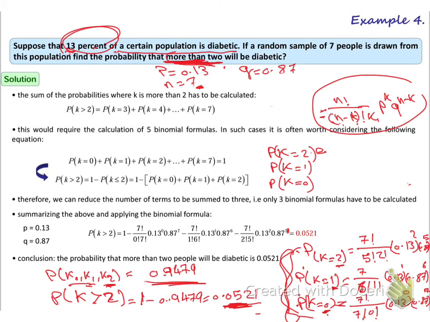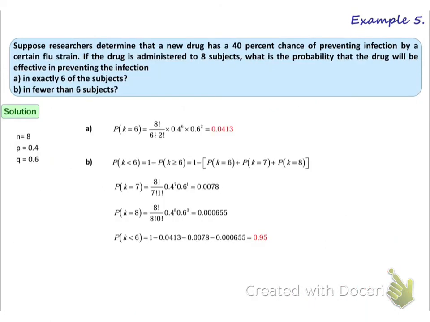Okay? So in this problem, it says that suppose the researcher determined that a new drug has a 40% chance of preventing infection. So the probability, now we became familiar with it, p is 0.4, for a certain flu strain, if the drug is administered to 8 subjects, 8 people, so n equals 8. Since I get p, I can get q equals 0.6. So I close this chapter of the p and the q.